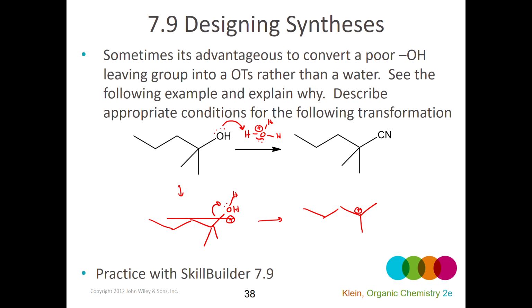It's too crowded for any nucleophile to come in there right now anyway, so the only option is for it to leave. And then the nucleophile I want to bring in is a CN-. And so I could imagine that coming in and attacking here, and that would give me my product. So that all looks perfectly reasonable.